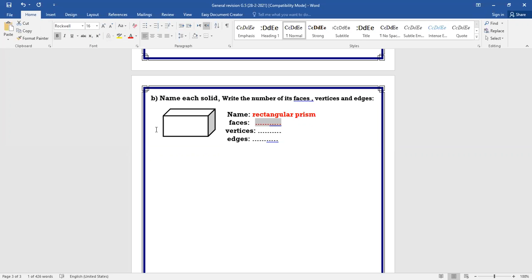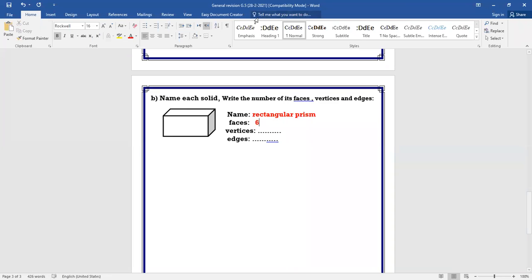Okay, Nurhan. 6. Yes, it has 6 faces, because we have a rectangle, the number of sides in the rectangle is 4, and to find the number of faces we add 4 plus 2, it will be 6.